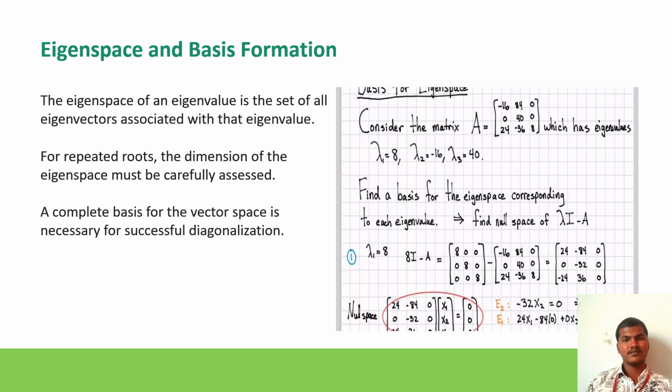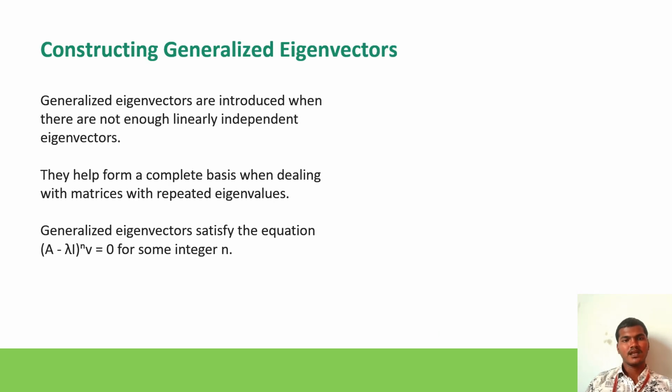Eigenspace and basis formation. The eigenspace of an eigenvalue is the set of all eigenvectors associated with that eigenvalue. For repeated roots, the dimension of the eigenspace must be carefully assessed. A complete basis for the vector space is necessary for successful diagonalization.